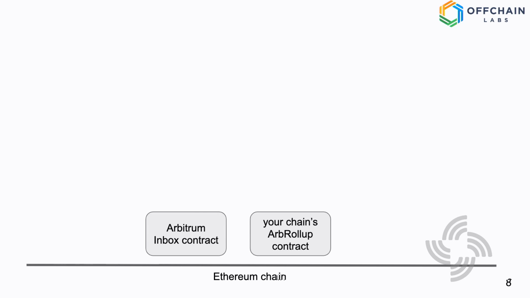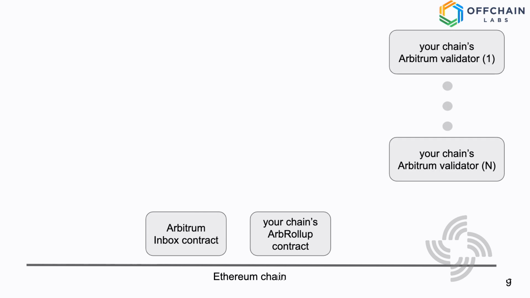Everything else needed to run your chain is done by your chain's Arb Rollup contract. That keeps track of the state of your chain, and it makes sure that everything is recorded and everything is going to execute correctly. The workhorses of your Arbitrum Rollup chain are validators. A validator is a program that can run anywhere. If you are the dApp developer, you might run a validator or two. You might use a validator as a service company.